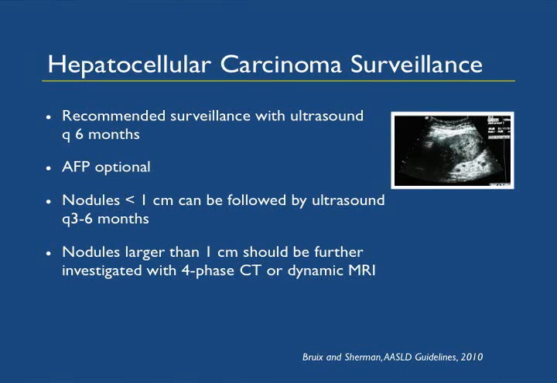If the appearance is typical of hepatocellular carcinoma, that is, hypervascular in the arterial phase with washout in the portal venous phase or delayed phase, the lesion should be treated as hepatocellular carcinoma. Most diagnoses of hepatocellular carcinoma can be made radiologically, and the biopsy of the lesion is often not needed.